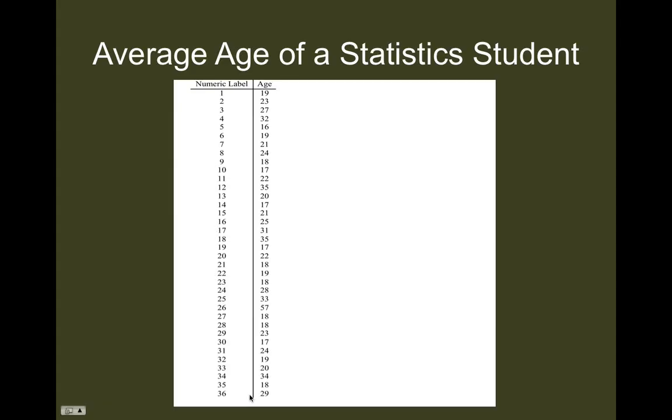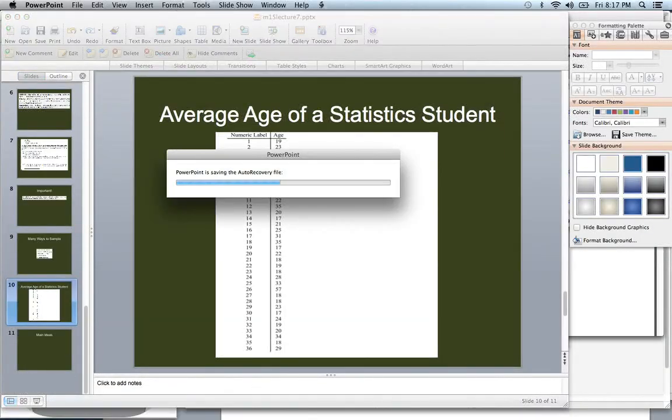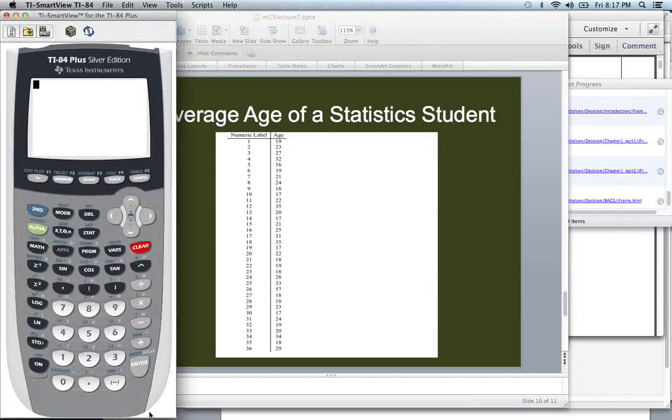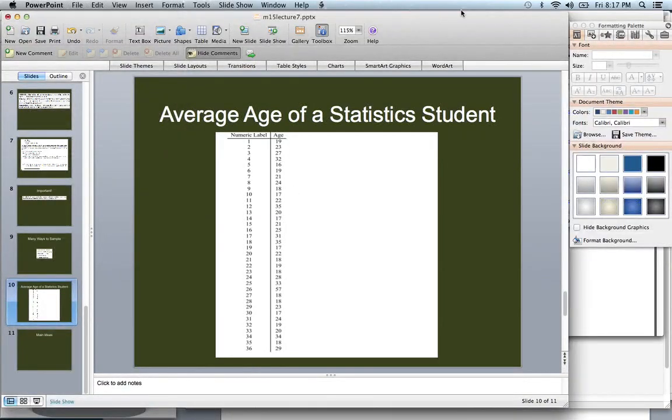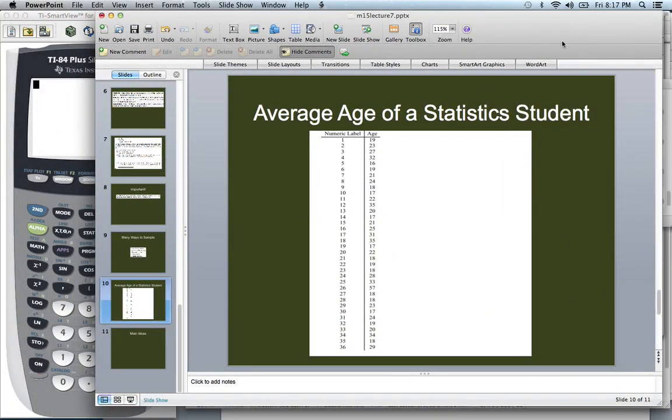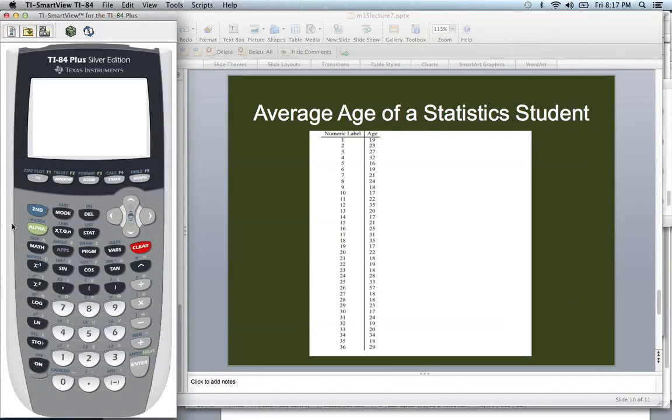So what I'm going to do, hold on now, I've got to remember here. I've got to do this a different way. Okay, there we go. So what I'm going to do here is enter this data into the calculator, the ages for the students in this class, and then I'm going to calculate the average.